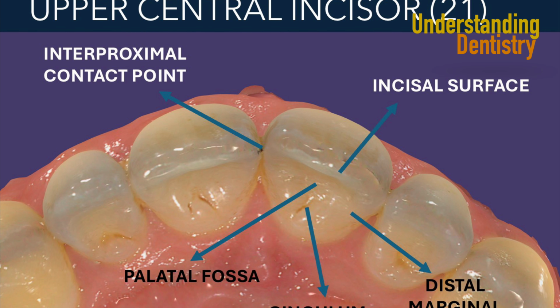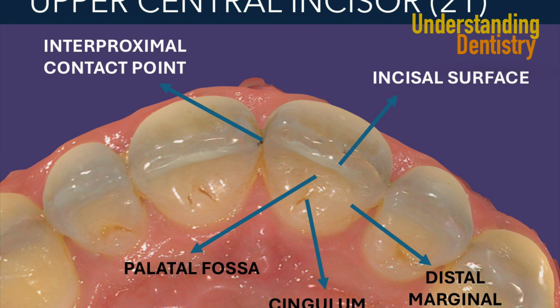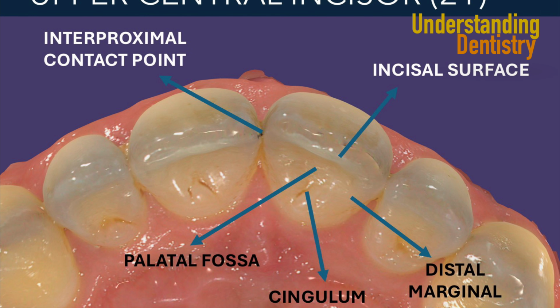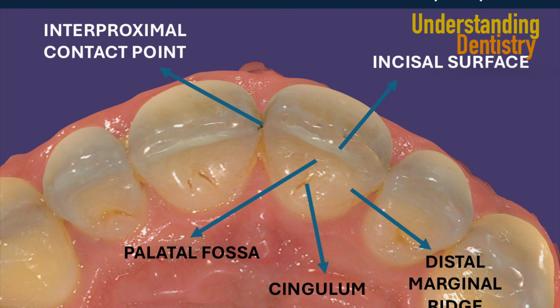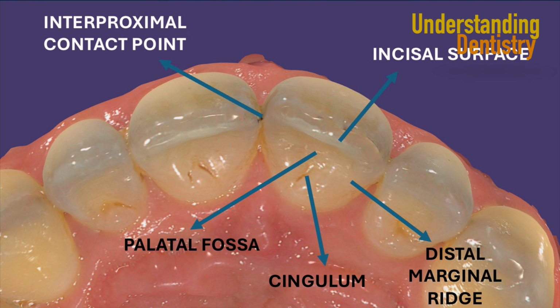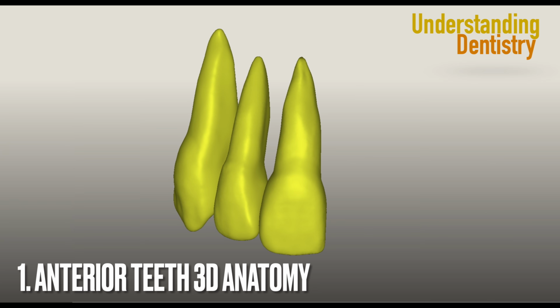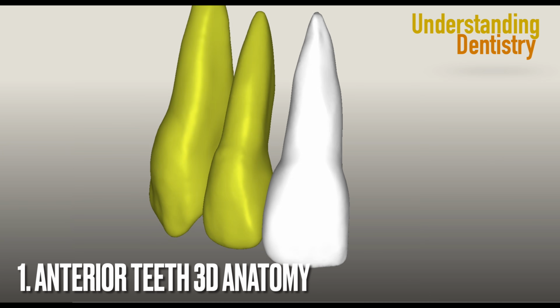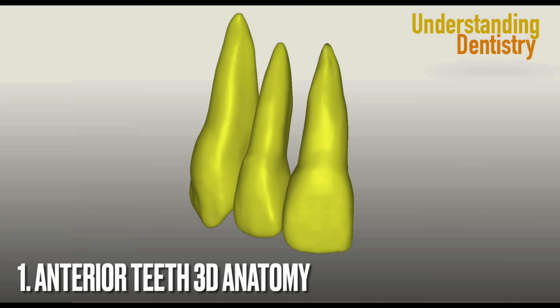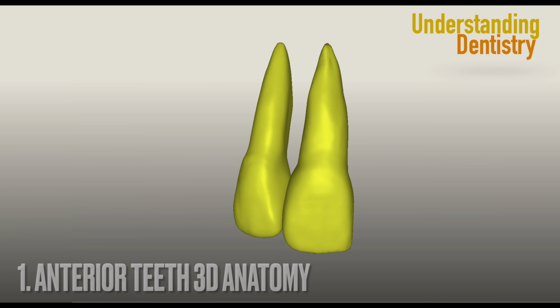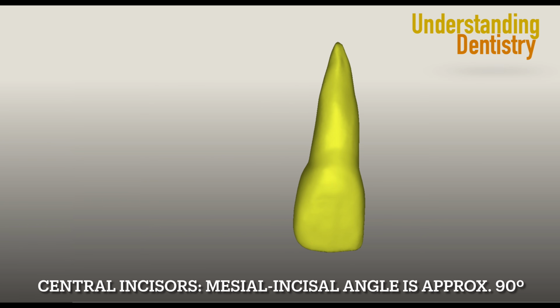Now we have incisal edges and interproximal contact points, the palatal fossa leading us to the cingulum. We have marginal ridges as well, just like we have in the posterior teeth. Let's see this in the software with 3D anatomy. We have the contact points between these teeth, which are usually points and not areas like this. So this depends on the library of teeth that we are using in the software.